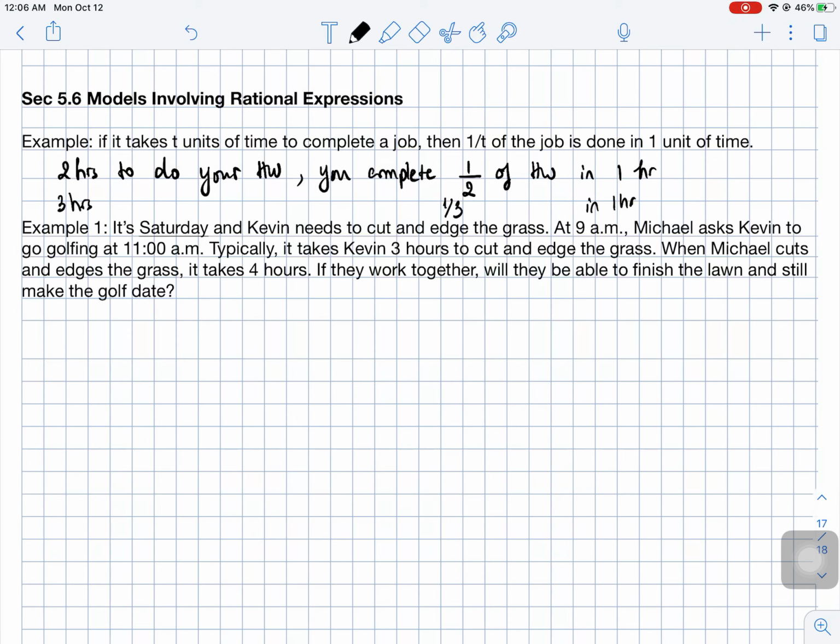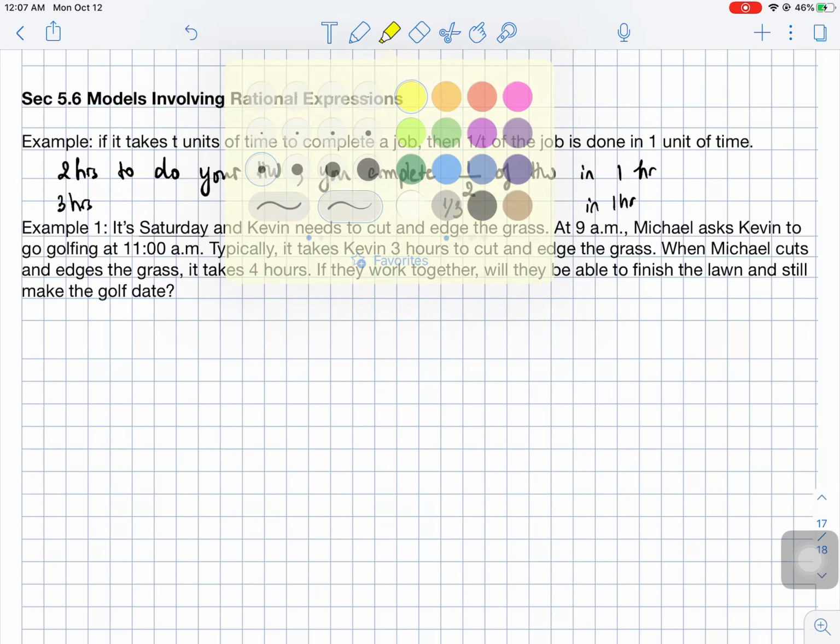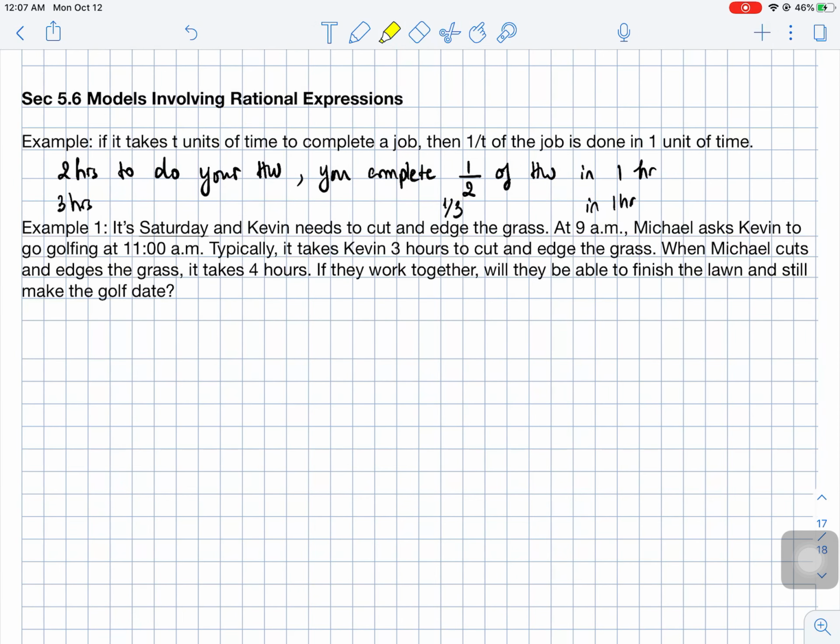Example number 1. It is Saturday and Kevin needs to cut and edge the grass. At 9 a.m., Michael asks Kevin to go golfing at 11 a.m. Typically, it takes Kevin 3 hours to cut and edge the grass. When Michael cuts and edges the grass, it takes 4 hours. If they work together, will they be able to finish the lawn and still make the golf date?